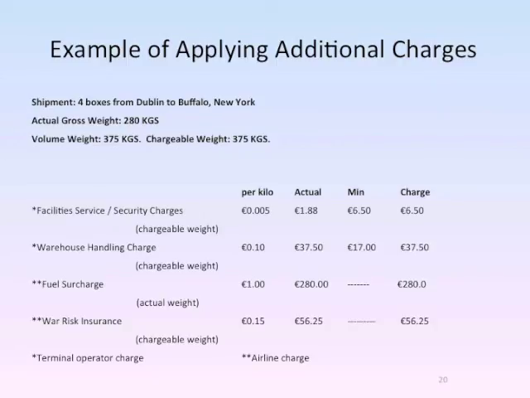And the last one, war risk insurance, is based on the chargeable weight, and it's €0.15 multiplied by 375 kilos, gives us an actual charge of €56.25. There is no minimum rate, so €56.25 applies.